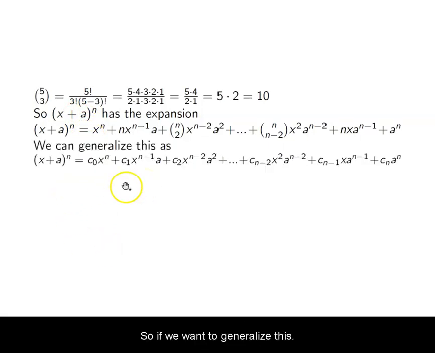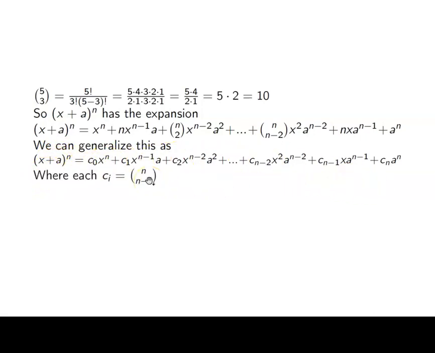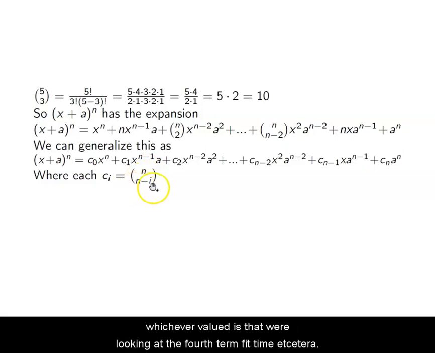So if we want to generalize this, these values are coefficients. C0, C1, C2, etc., etc. Now, when I have something times this x, then, you know, that changes things a little bit as well. But for the basic one, right, the basic expansion of the nth row of Pascal's triangle will look like this, right? Each Ci is given by this n choose n minus i, where i is whichever value it is that we're looking at, the 4th term, 5th term, etc.